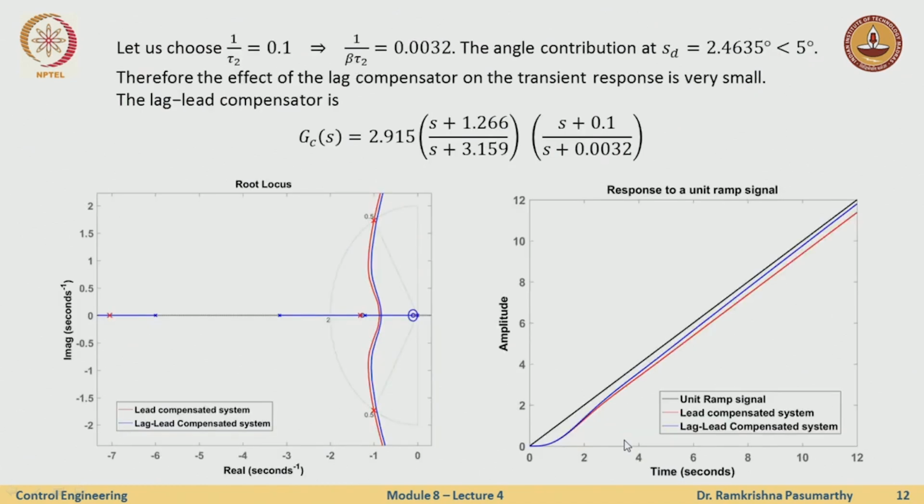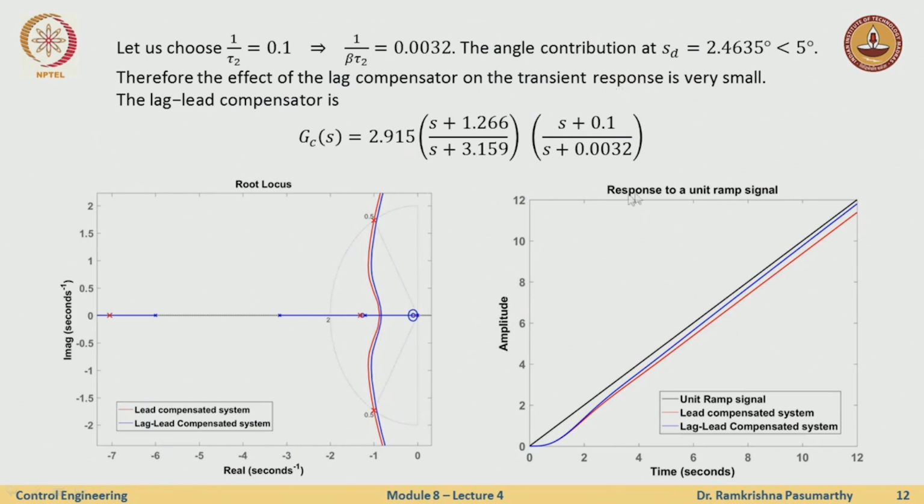Okay. So, with this design, now I have to fix where the poles and zeros of the lag compensator are. So, let us simply choose 1 over tau 2 to be 0.1, and this gives me the location 1 over beta tau 2. And what we also have to make sure is that the angle contribution of this lag compensator is less than 5 degrees, and that is ensured here: the angle contribution at s_d, which is the dominant pole location, is 2.4, which is very satisfactory. Therefore, the effect of the lag compensator on the transients is very small.